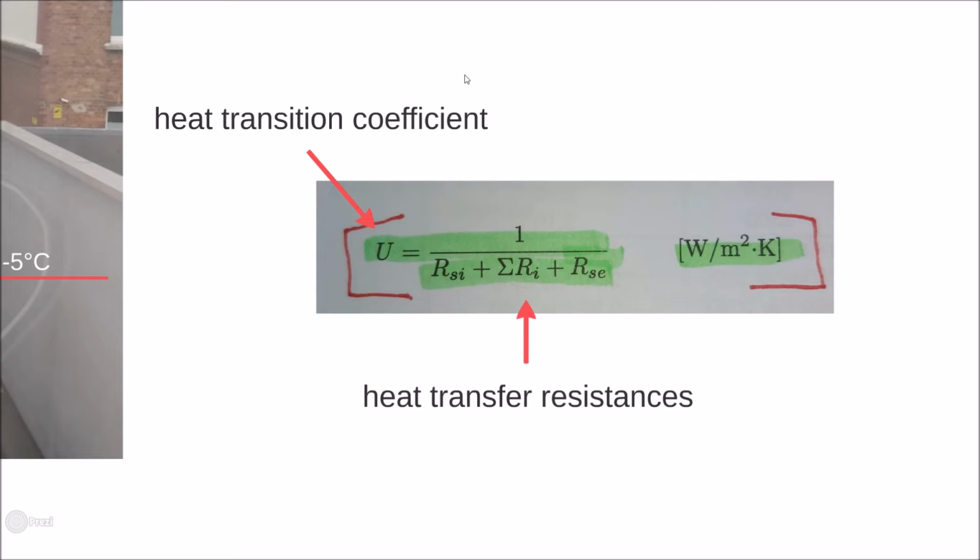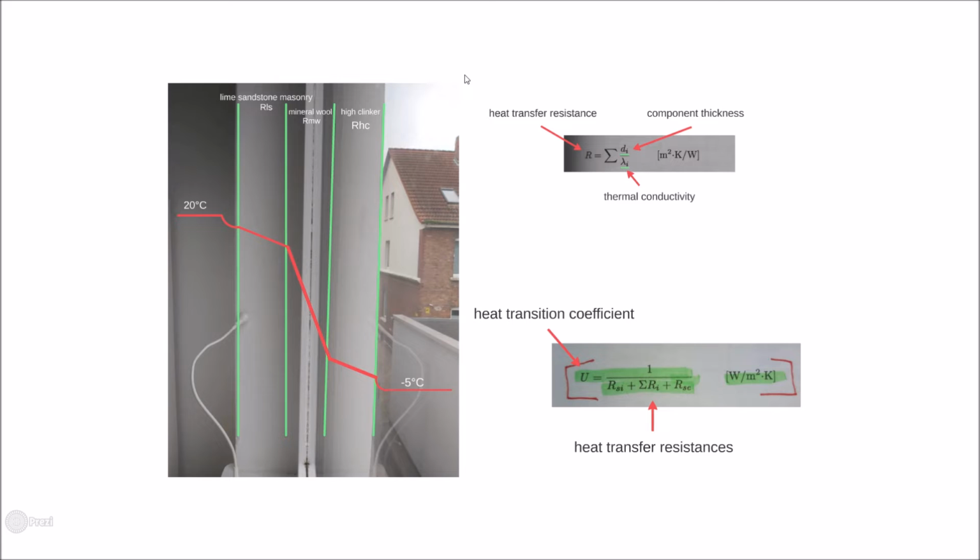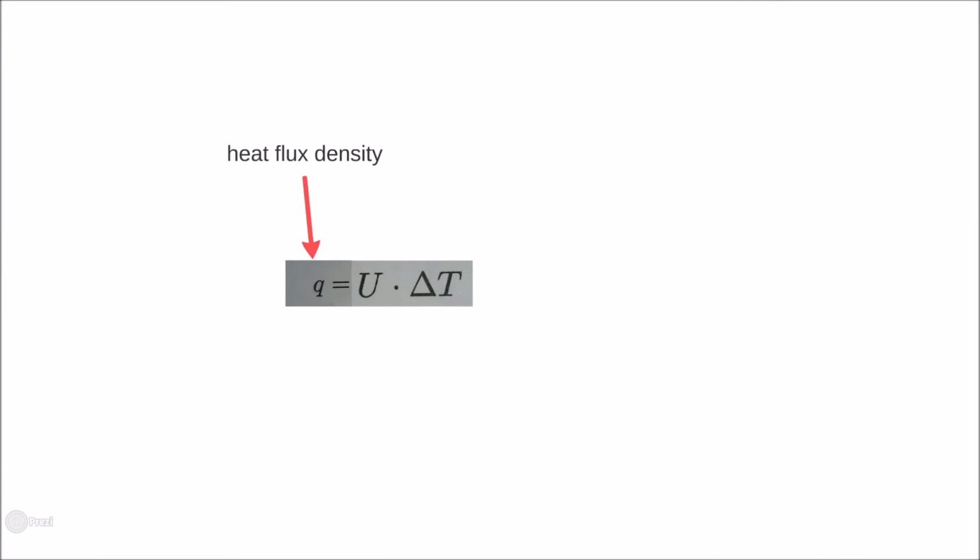In our example, we have 3 components, as you can see, but we also have to respect the heat transfer between the last component and the air, because the small air layer on the outside of the wall also has a heat transfer resistance R. That means we have 5 R's that we have to add. Done with that, we can calculate the heat flux density Q by multiplying the transition coefficient U with the temperature difference delta T.